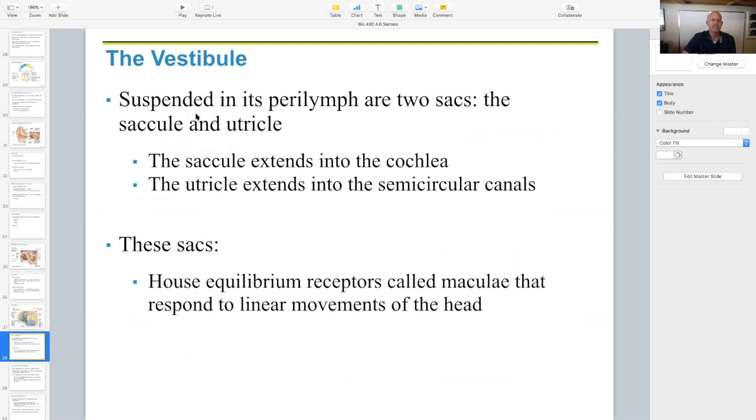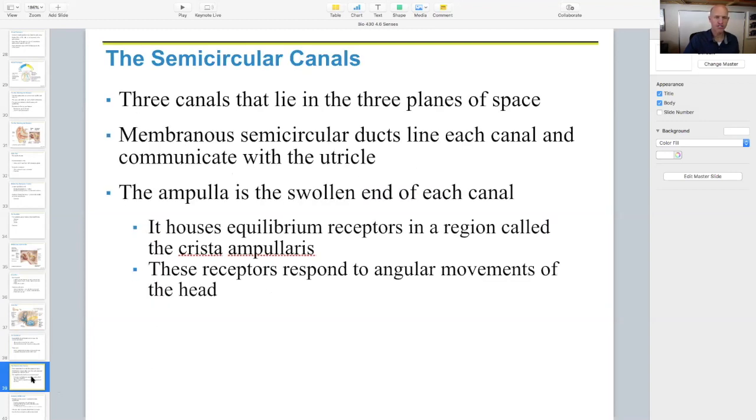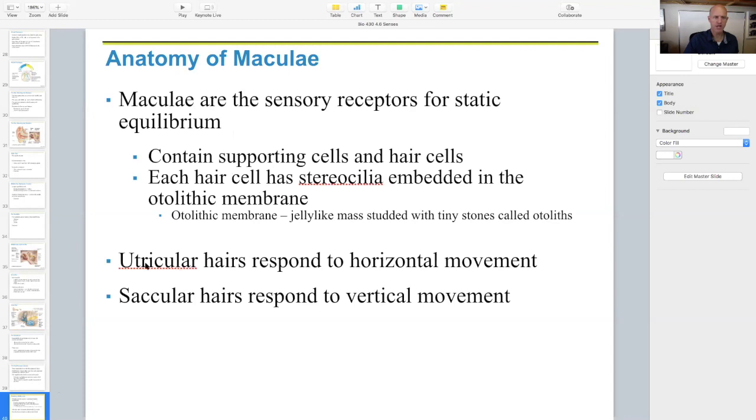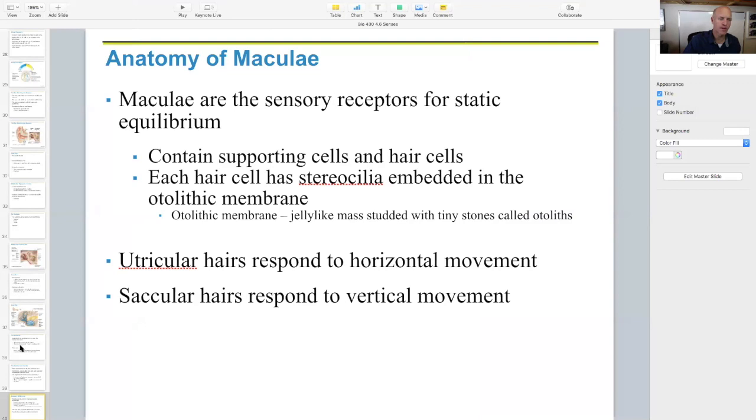Now, suspended in that perilymph in this vestibule are the saccule and the utricle. The saccule extends into the cochlea, the utricle extends a little bit more into the semicircular canals. And what they're going to do is measure different responses. And I think, yes, the utricle is going to measure what we call horizontal movement and the saccule vertical movement. So horizontal side to side, vertical up and down. And so that's what those two things do. So how do they recognize and share that movement? That's where we're going a little bit, back up a couple slides.